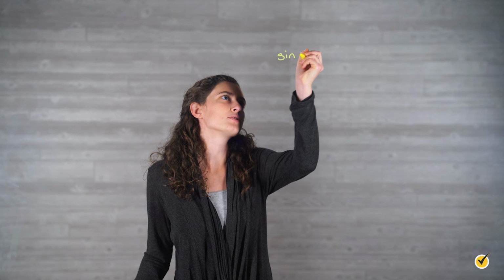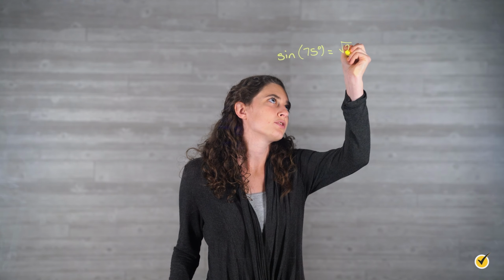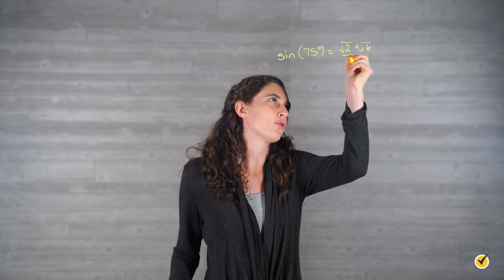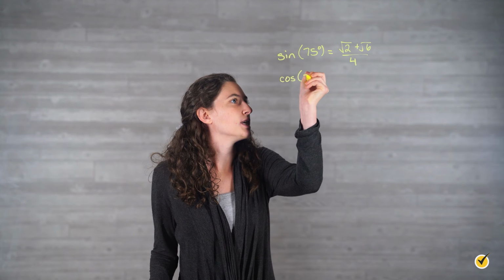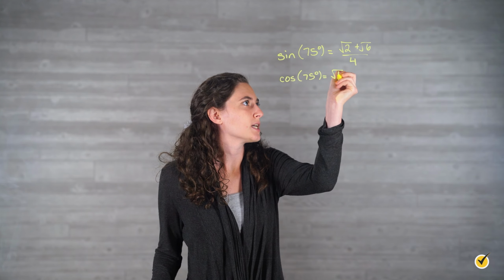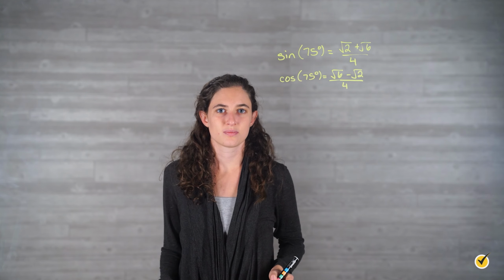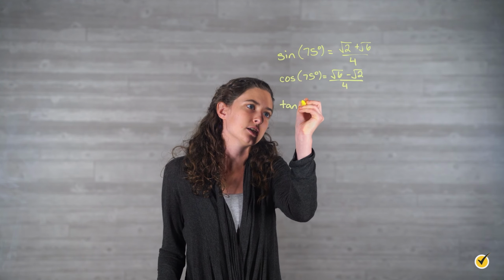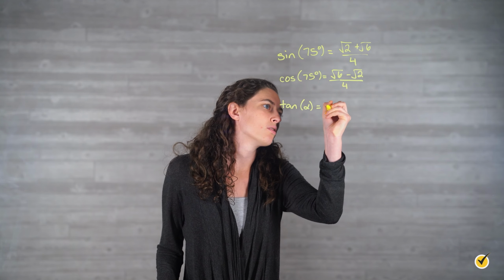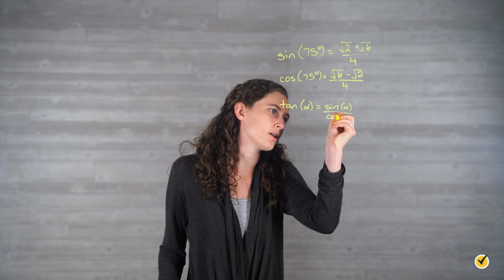So remember, the sine of 75 degrees was equal to the square root of 2 plus the square root of 6 over 4. And the cosine of 75 degrees was equal to the square root of 6 minus the square root of 2 over 4. So now we're going to write out our tangent identity. We know that the tangent of alpha is equal to the sine of alpha over the cosine of alpha.